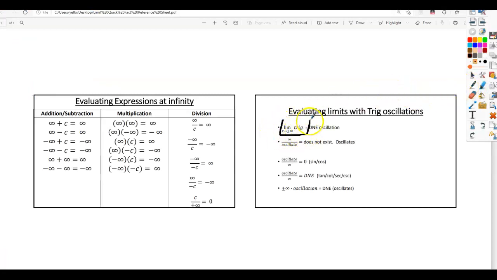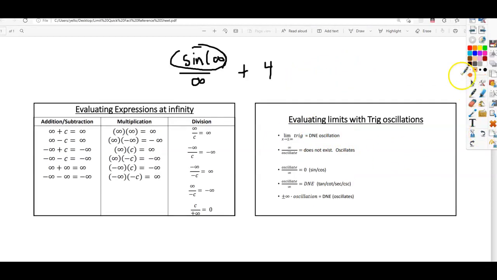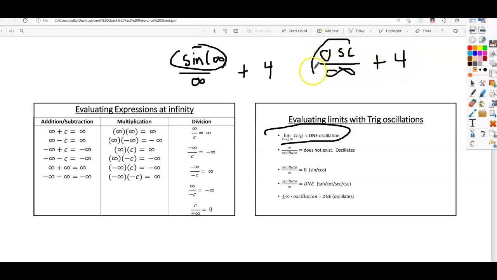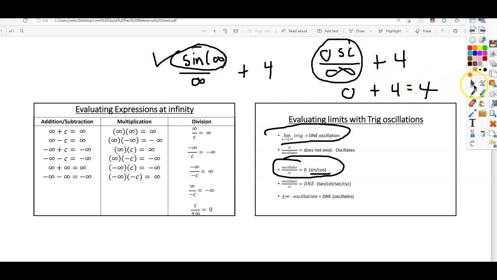When you take the limit of a trig function at infinity, you get an oscillation. That means the graph is going up and down repeatedly. So for our problem here, sine of infinity is just going to give us an oscillation. So we have an oscillation over infinity plus 4. Now, an oscillation over infinity is equal to 0 if that function was a sine or cosine, which it is. So we have 0 plus 4, which is 4.